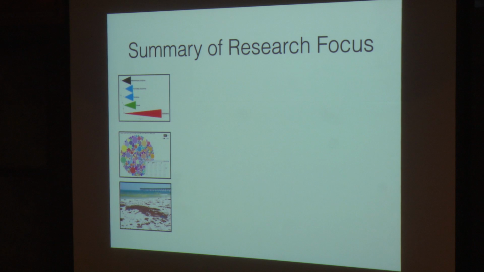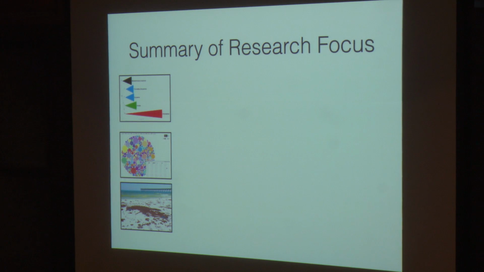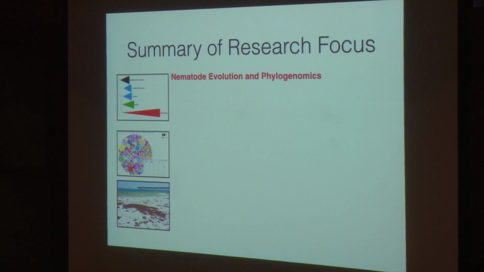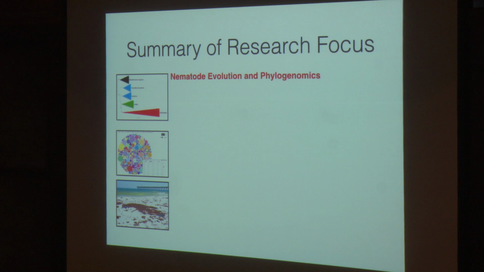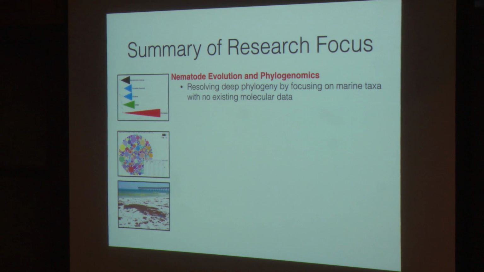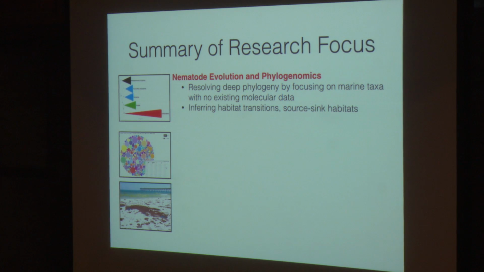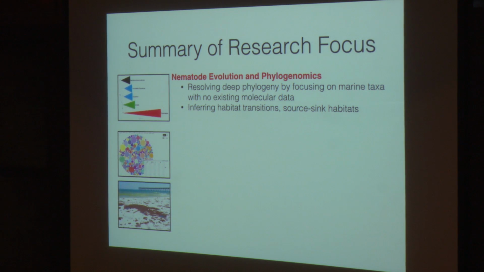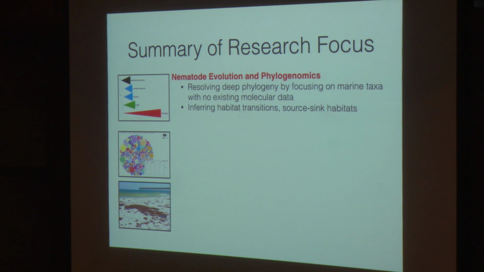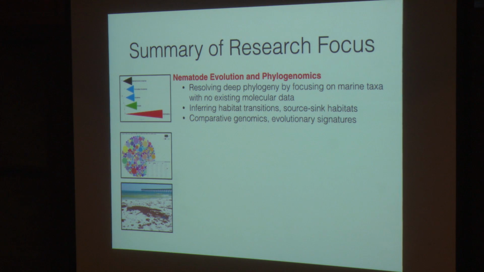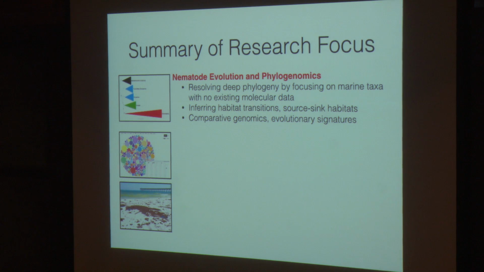Okay. So that comes to the end of the stories I wanted to tell, and I'll just summarize my research focus for you briefly. My work focuses on three main areas. Firstly, nematode evolution and phylogenomics, resolving deep phylogeny by focusing specifically on marine taxa with no existing molecular data, inferring habitat transitions, such as source-sink habitats in the deep sea, and looking at the potential origin of fauna. And moving towards comparative genomics and looking to pinpoint evolutionary signatures which enable nematodes to exist in diverse habitats and extreme environments.